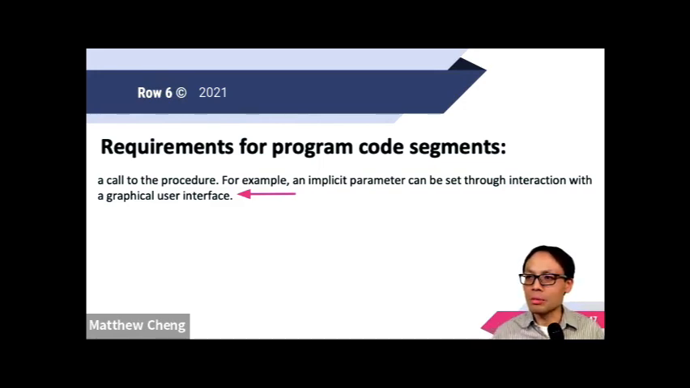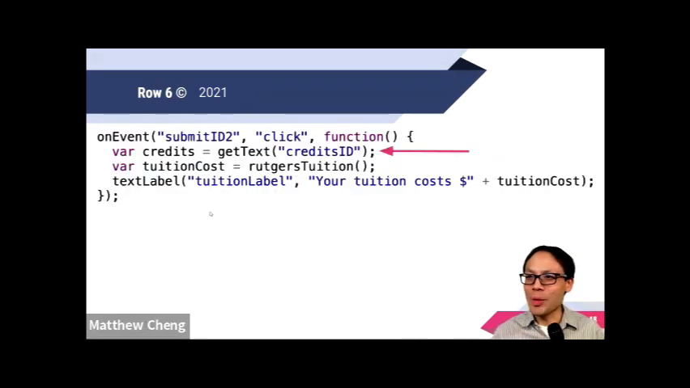So again, what was changed here was, for example, an implicit parameter can be set through an interaction with a graphical user interface. All right, so what this means, if you're coming from one of those GUI programming languages that I teach, although I don't necessarily teach on events because I think it's a little too complex for my students at the moment with everything going on.